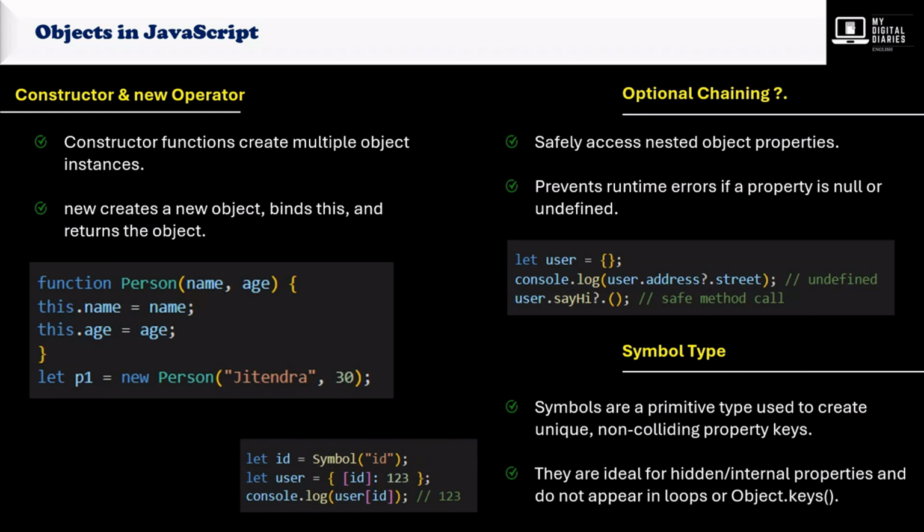So let's take an example of a symbol type. For example, I have created a symbol called ID here. I use it as a property key in the user object, and I am logging it here. So if I log it, I will get the answer as 123. It will log 123, but this property won't appear in normal iteration, making it a good way to store special or internal data inside objects without interfering with the rest of the object. So this is what a symbol type is.